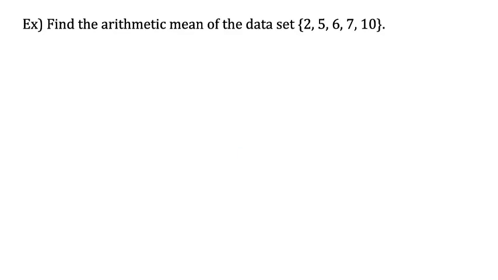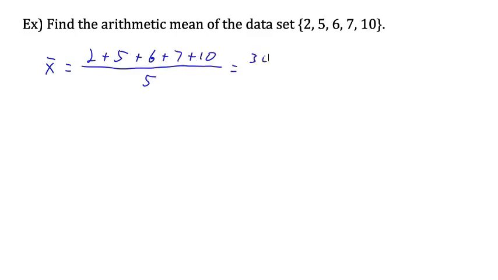Often we just have a data set. So to find the mean of these numbers, we can just add them up and divide by how many there are. So the mean of this data set is 6.